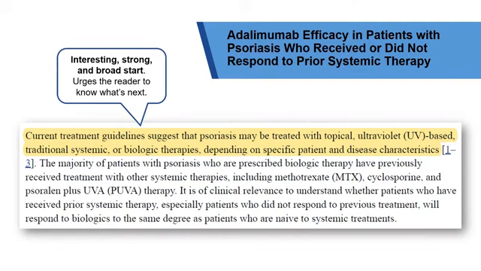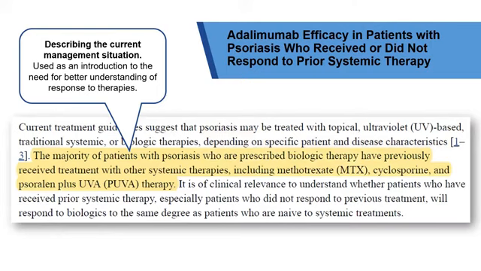So they are broad. They are talking about the treatment guidelines of psoriasis in general. It's strong. They did not begin with boring introductions, like, for example, definitions. So they didn't say psoriasis is an autoimmune disease affecting the skin, they didn't start that way. They highlighted a broad yet specific introduction, and that urges the reader to want to know what's next. Then they took us to the second statement, which is describing the current management situation.